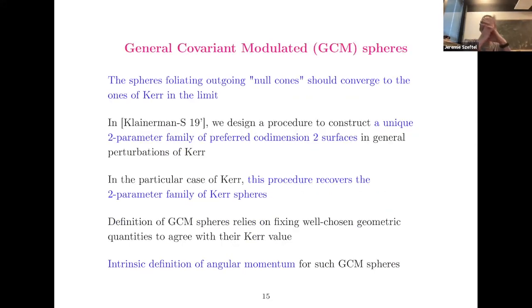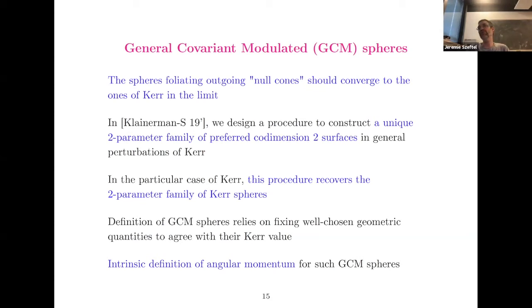Okay, so let me start with these special spheres, which we call GCM, for general covariant modulated. General covariant because this is to deal with the issue of general covariance, and modulated because, as we have seen, this amounts to modulation. So it's modulation to deal with general covariance, hence the name GCM. Okay, so what is the goal here?